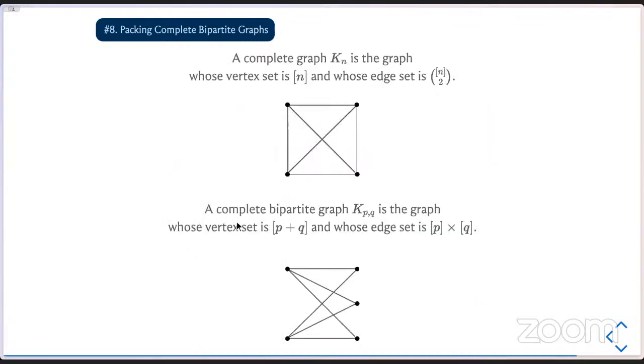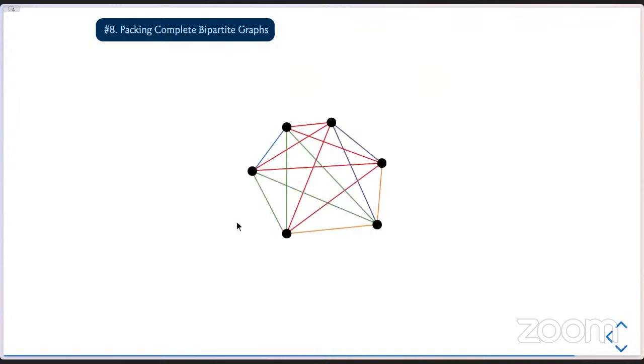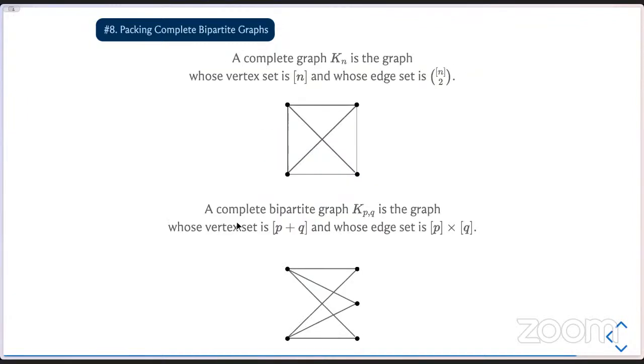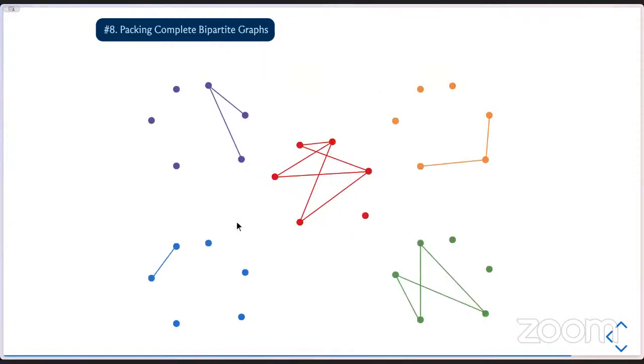So just to be consistent with the terminology in the miniature, I'm going to talk about what these things are called. What we have here is called a complete graph on n vertices, and we are trying to cover the edges of this complete graph using what are called complete bipartite graphs. Complete bipartite graphs are these pieces, these battles, or these groups that we were trying to form.